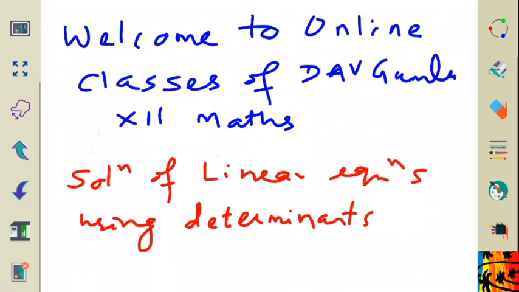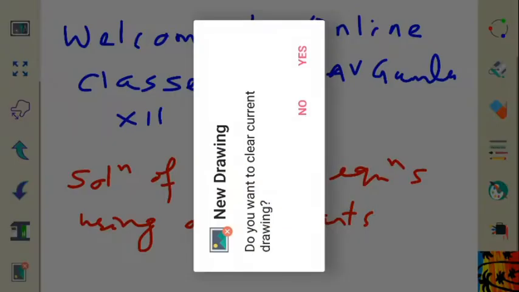Good morning, students. So here we are on the verge of completion of this chapter, that is determinant. But today I will solve only the questions which are related to solution of linear equations and the doubt which has been asked by your friends in the query. So I'll be dealing with two particular questions related to solution of linear equation using determinant. So let us begin, right?